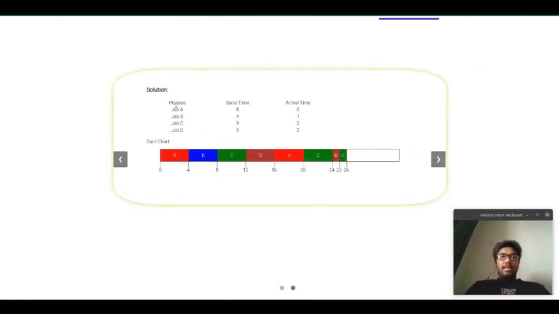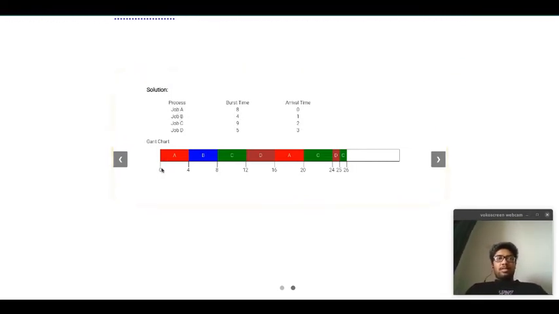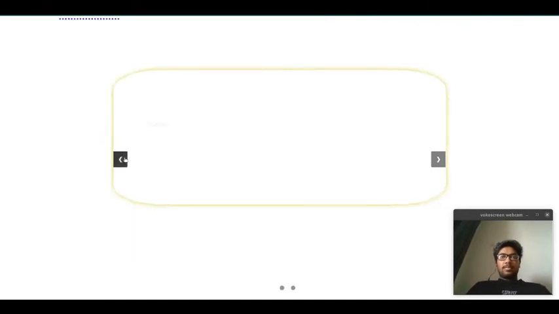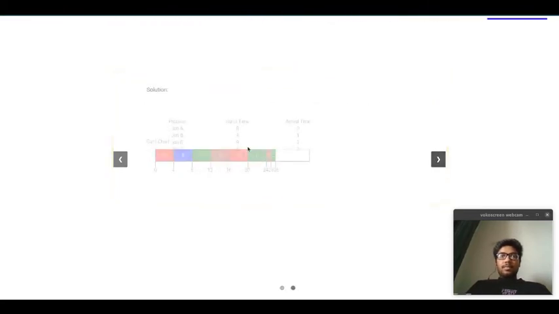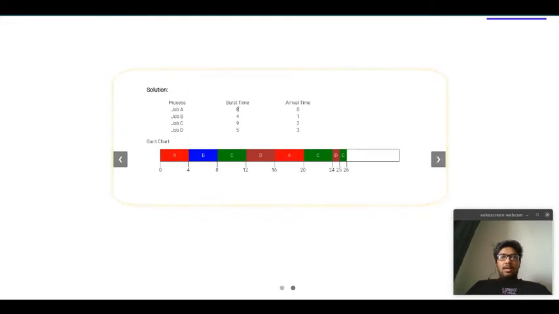So here we can see that there are 4 processes: job A, job B, job C, job D, and the burst times are 8, 4, 9 and 5. From this Gantt chart we can see that job A will continue its process until 4 milliseconds because the CPU time slice is 4 milliseconds each. So after 4 milliseconds, as the job A burst time is 8, 8 minus 4, another 4 milliseconds is remaining for job A. Now job B will start.